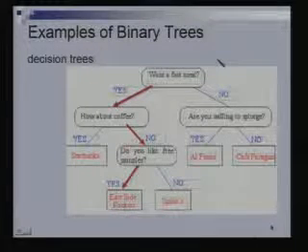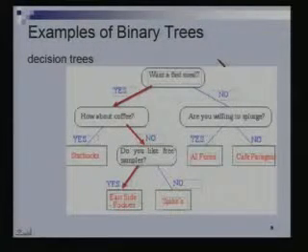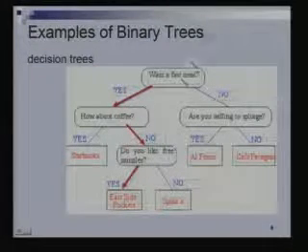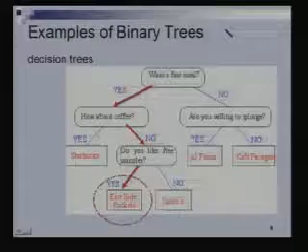Decision trees are another example of binary trees. Why binary? Because typically it's yes and no. You would follow this decision tree and get to a particular node. So this was just more of terminology and examples.